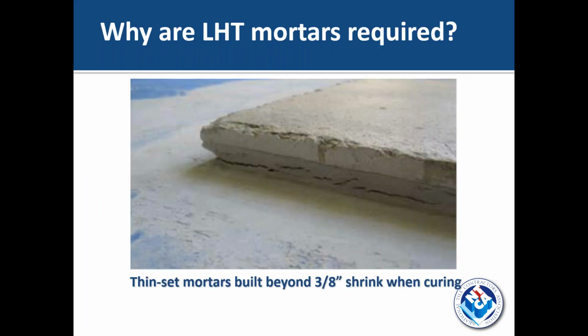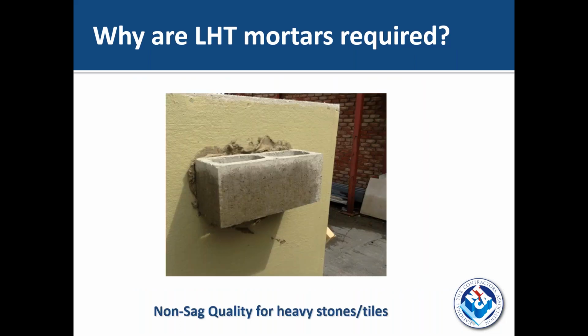This gives you an idea of why you need these materials. A thin set, when you build it up beyond 3/8, will shrink when it's curing, and the large and heavy tile mortars are designed so they do not do that. And they have non-sag quality. This is a rather extreme example, but obviously for large heavy tile on a wall, or any tile on a wall, these products are what we call non-sag.